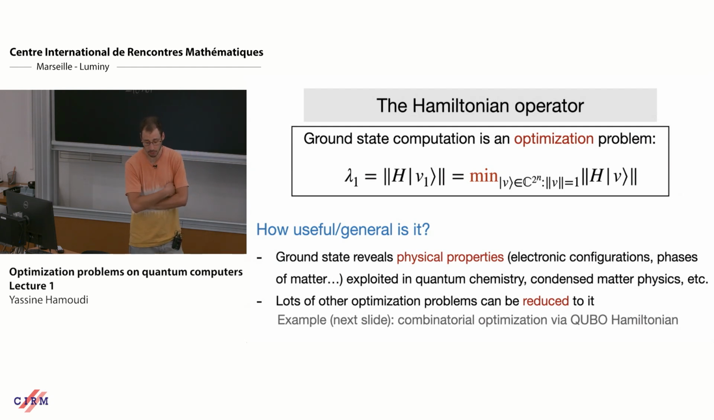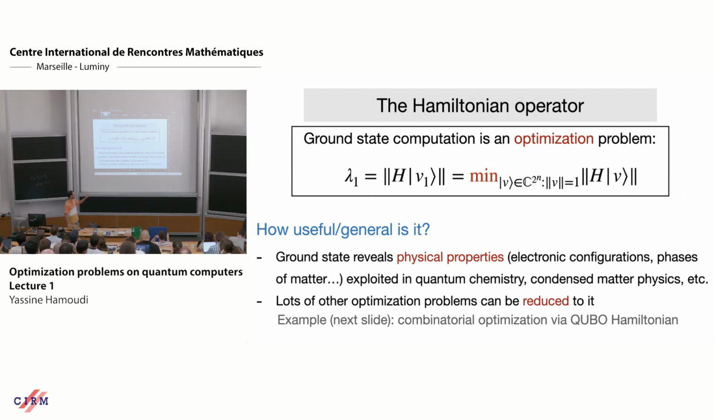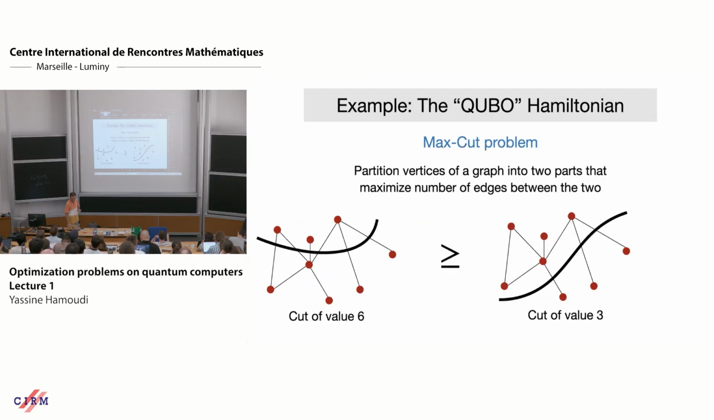So I would like to give you one concrete example of something which at first may not look like a Hamiltonian problem, but you'll see that it can actually be phrased as computing a ground state. And this is going to be related to combinatorial optimization. So this is a problem.